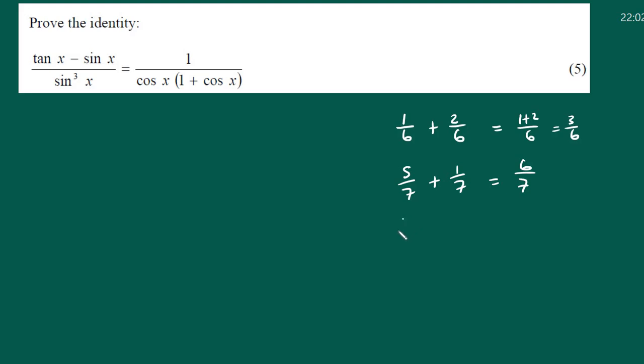But what if I had to add 3 over 4 plus 1 over 2? What would I do now? Denominators are not the same. Now, if denominators are not the same, what do we do? Please, good people, listen carefully to how we combine the fractions. Once you have fractions in identities, combine the fractions.